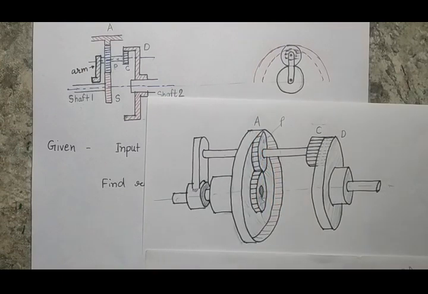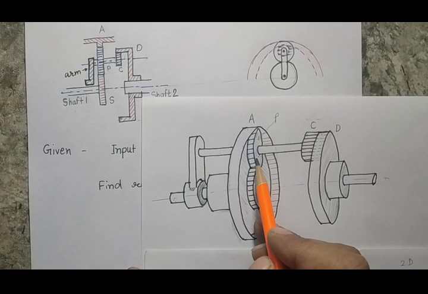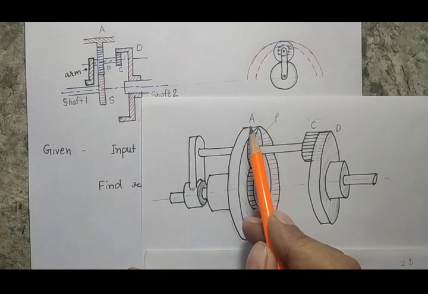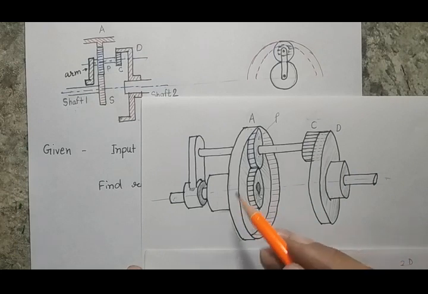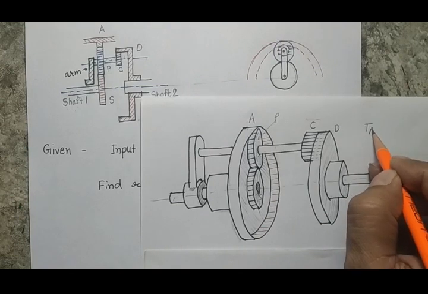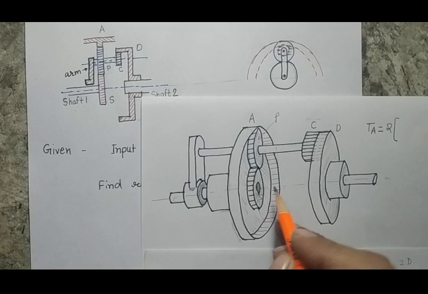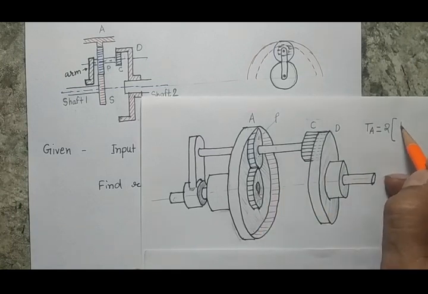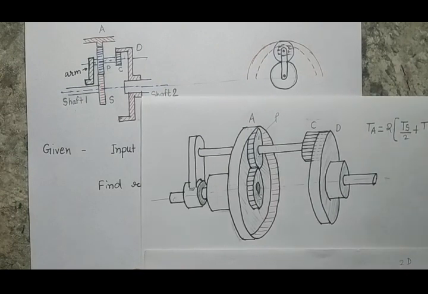Why am I telling you this? Because if I know the number of teeth on S gear and P gear, I will be able to get the number of teeth on A gear, because all the gears have the same pitch, and as these gears have the same pitch, I can say that the number of teeth on gear A will be equal to twice of (number of teeth on gear S by 2 plus number of teeth on gear P). Now you understand how I am doing so.